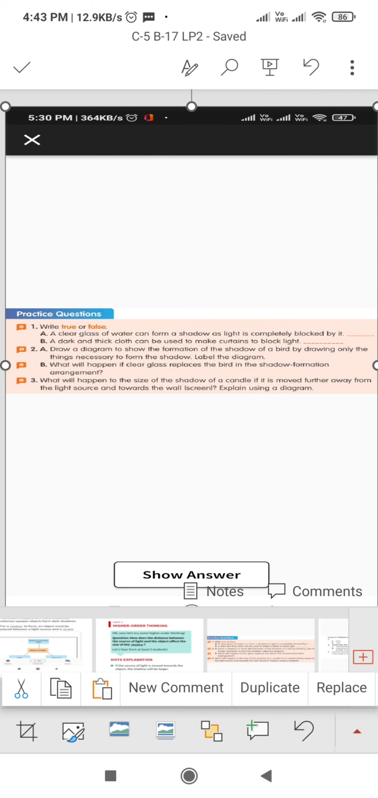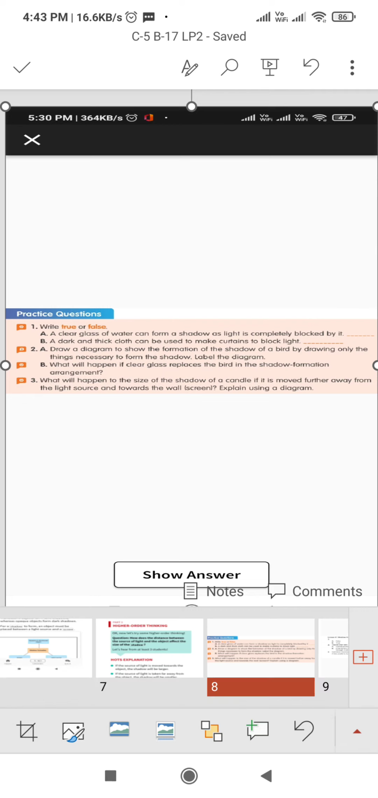What will happen if clear glass replaces the bird in the shadow formation arrangement? If bird is replaced by the clear glass, means transparent object, then it will not form the shadow because transparent object do not block the light. So no shadow formation will be there if we replace the bird with the clear glass.